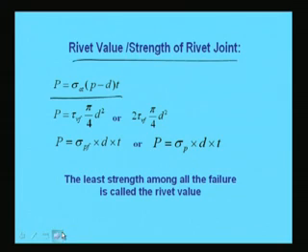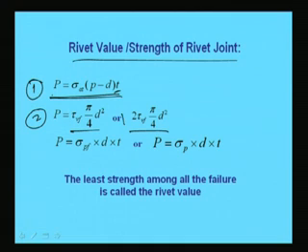So, from the different types of failure we can find out the strength of the rivet joint, or rivet value. One is that the strength of the rivet joint can be found from this formula: P is equal to sigma T into (p minus D) into t, where p is the pitch, D is the gross diameter of the rivet, t is the thickness of the thinner plate, and sigma T is the allowable tensile stress. This is one.